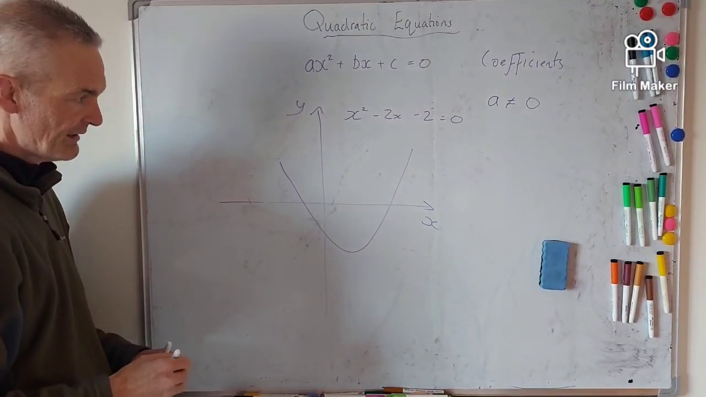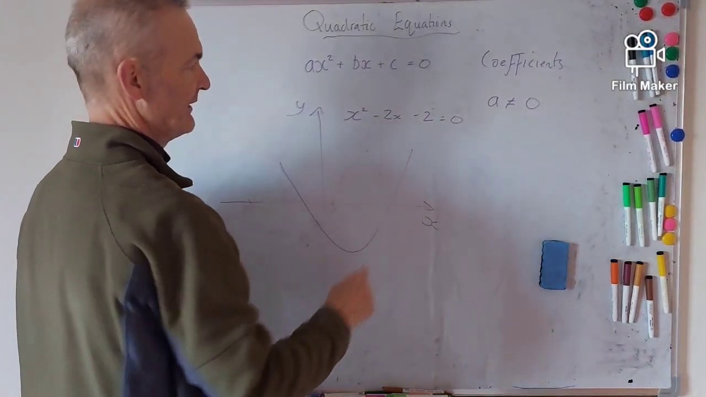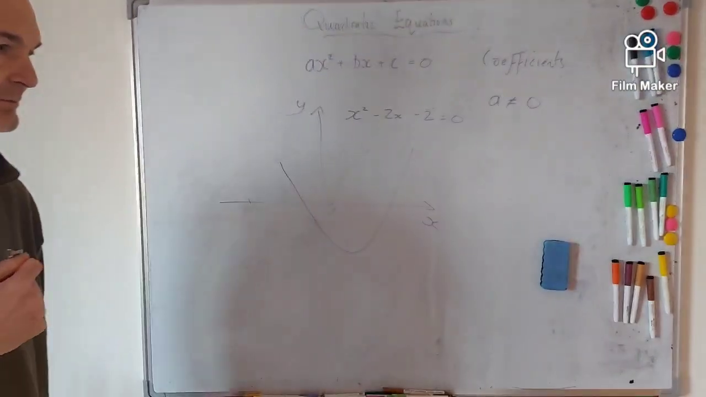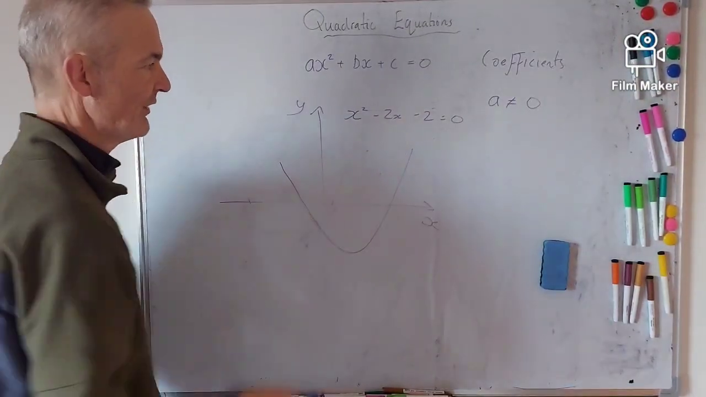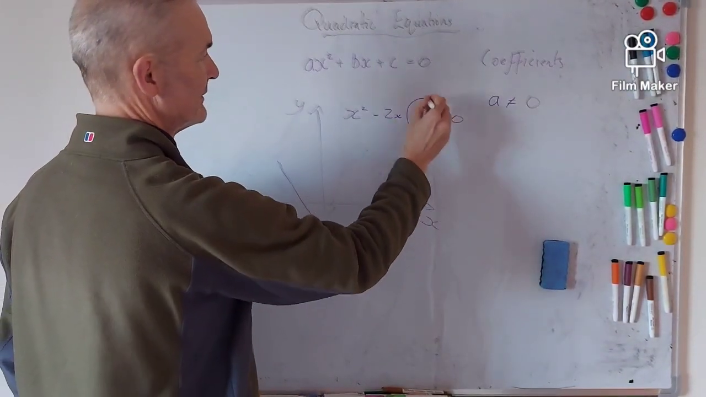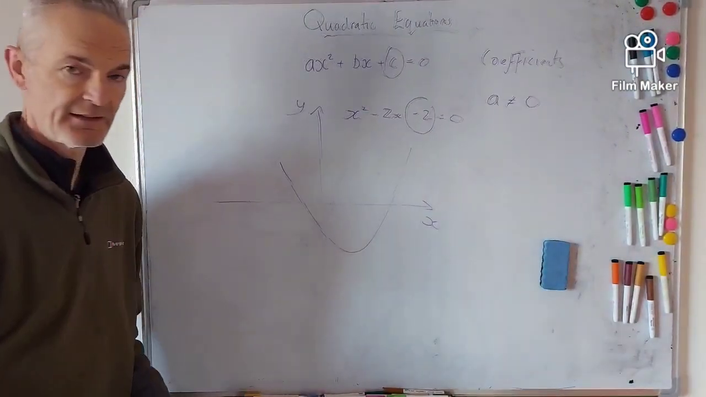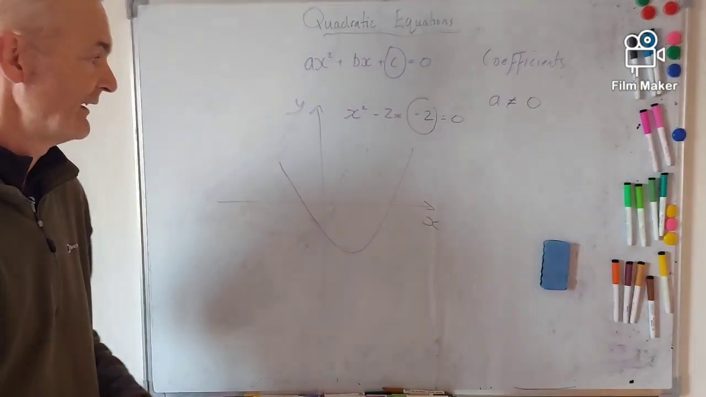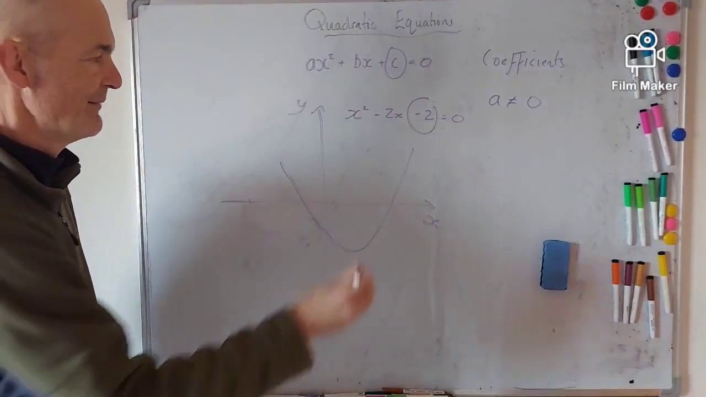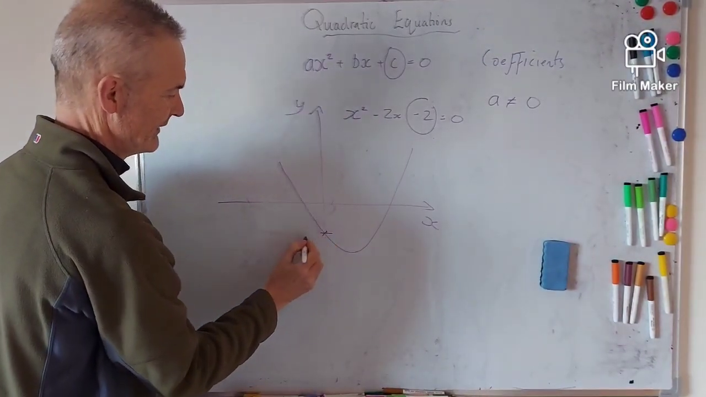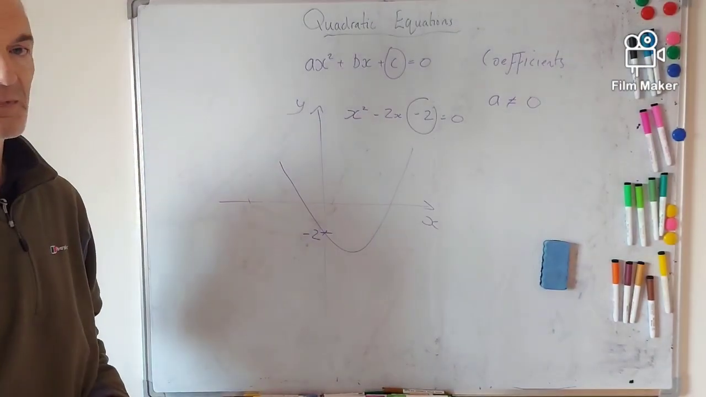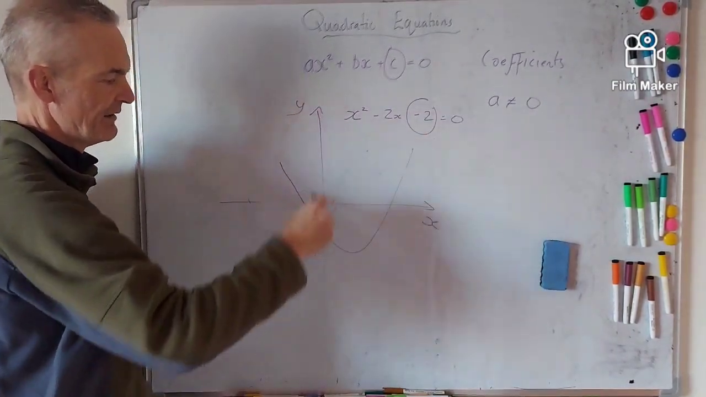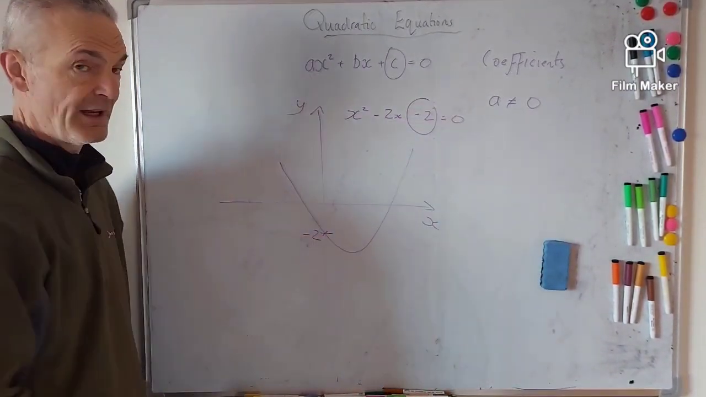Now, what about the last term, the -2, or the c coefficient? What does that do? Well, this one here, this is telling you where the curve intercepts the y-axis. And as you can see, as I've drawn this one, I've looked at that -2 and thought, that's going to go through the y-axis at -2. So the c coefficient is going to tell you where the curve crosses the y-axis.